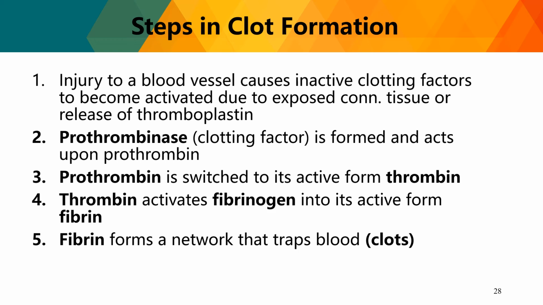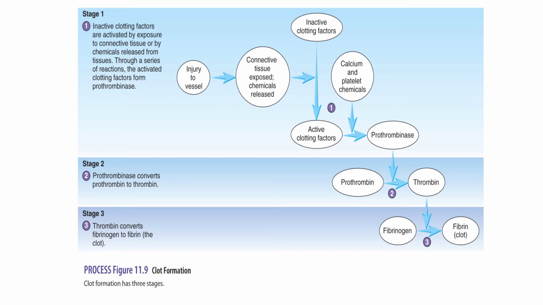So steps in clot formation, again, injury to a blood vessel causes inactive clotting factors to become activated due to exposed connective tissue or release of the thromboplastin. So prothrombinase or the clotting factor is formed and acts upon prothrombin. And then prothrombin is switched to its active form thrombin. And then thrombin activates fibrinogen into its active form fibrin. And then the fibrin forms a network that traps your blood, or it's called the clot. So this is the clot formation.